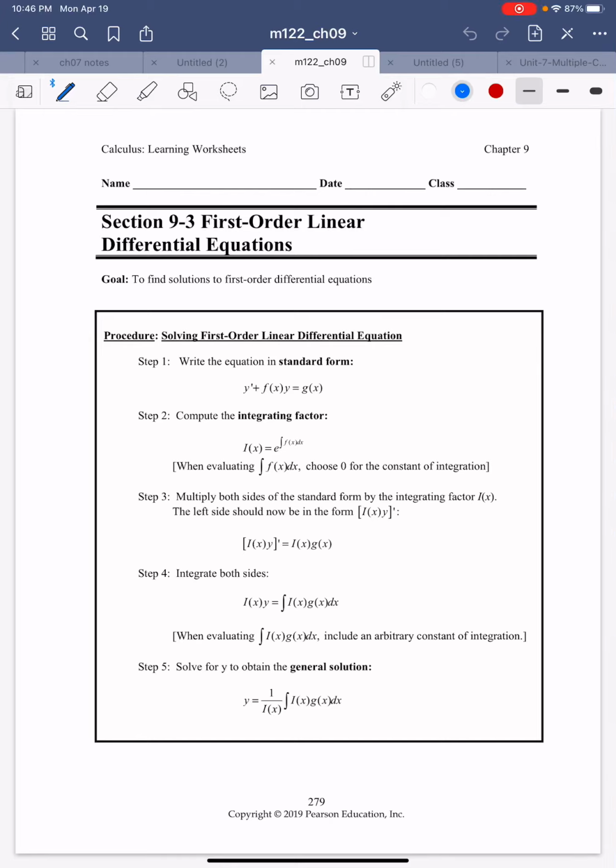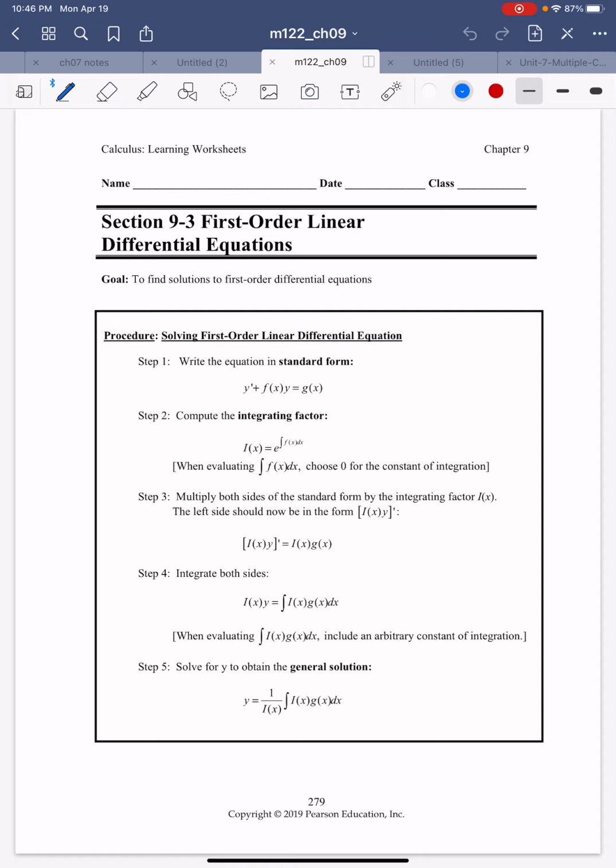In this video, we are going to go over section 9.3, first order linear differential equations. The goal of this section is to find the solution to a first order differential equation using an integrating factor. So earlier in chapter 9, we also learned how to deal with first order differential equations, but we used the technique of separation of variables.